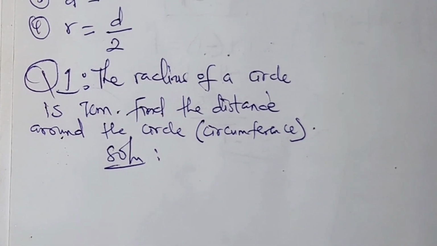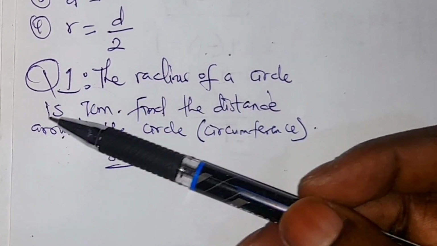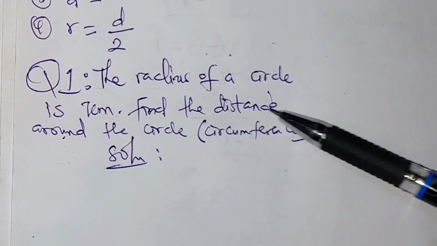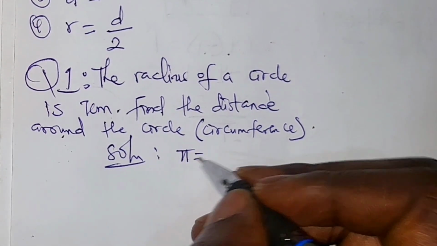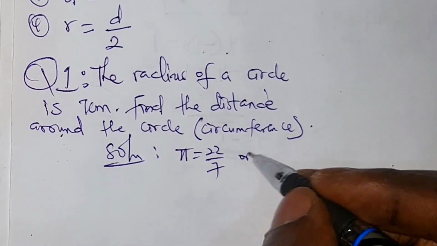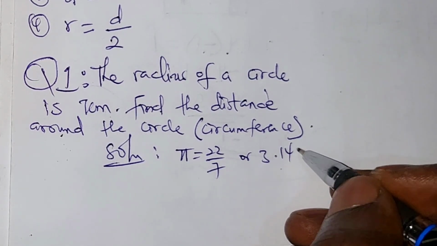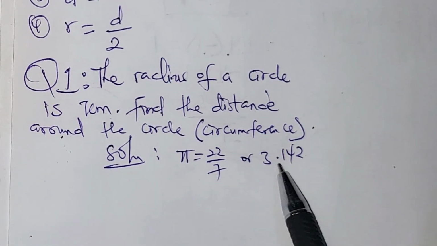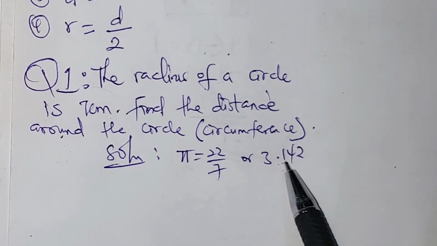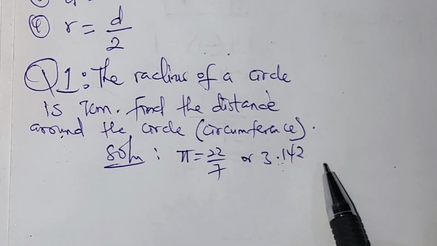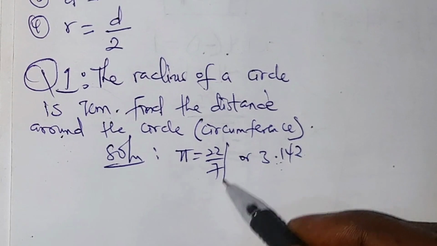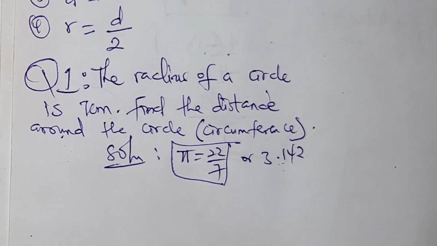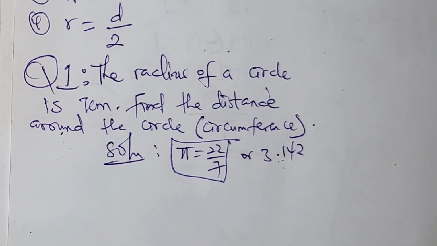This first question says that the radius of a circle is 7 centimeters, and we have to find the distance around the circle. Now, normally you'll be given pi to be 22/7, unless in a special case where they would say maybe 3.14 or 3.142 or something like that. That will depend on the question. They will tell you what you should use to represent pi. But in this case, we are going to use pi as 22/7 throughout the video. If I want to change it, I will specify.